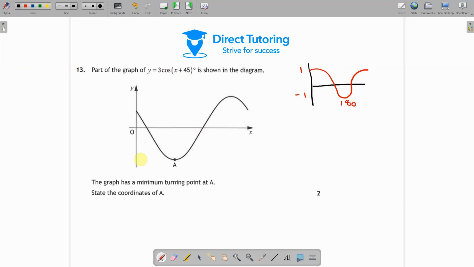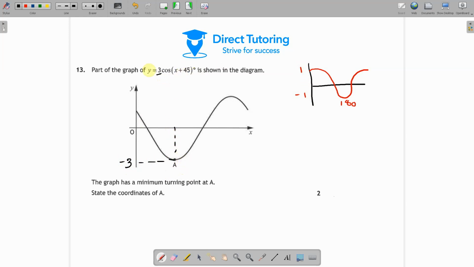Now, the 3 here adjusts the amplitude, so it stretches the graph in the y direction. So the limits of this graph is going to be down as far as minus 3. So we've already got the y coordinate for A. We just need the x coordinate, which is one of the turning points.